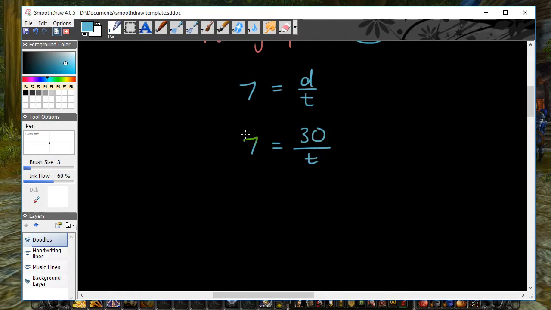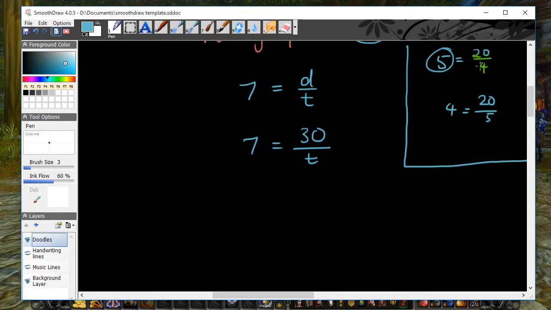How you rearrange this equation is you think: if 30 divided by time is equal to 7, then 30 divided by 7 must give you the time. I'll show you with a simpler example. If 5 is equal to 20 divided by 4, then 20 divided by 5 must equal 4. So what have I done? I've just switched these two numbers around.